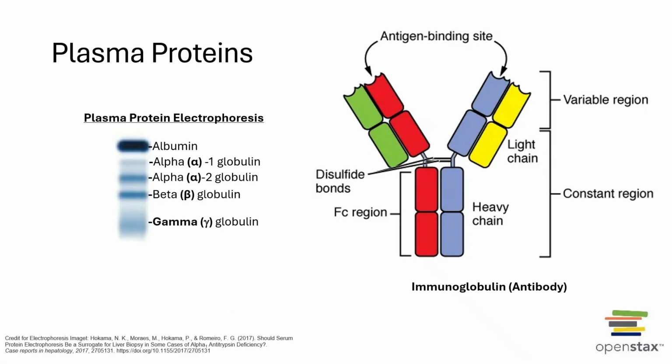The gamma globulins are also known as immunoglobulins, or more commonly antibodies. These are defense proteins produced by B lymphocytes. Antibodies recognize specific molecular structures called antigens, and this plays a key role in adaptive immunity.